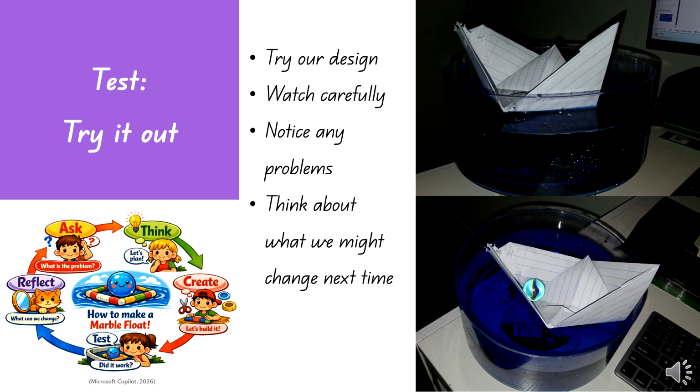As we test, we try our design the way we planned, watch carefully to see what happens, notice any problems or surprises, and think about what we might change next time. Here you can see I put my paper boat in a container of water and then put the marble in the boat. This is where we think about what we wanted the design to do. In my case, I wanted the boat to float for 5 minutes.